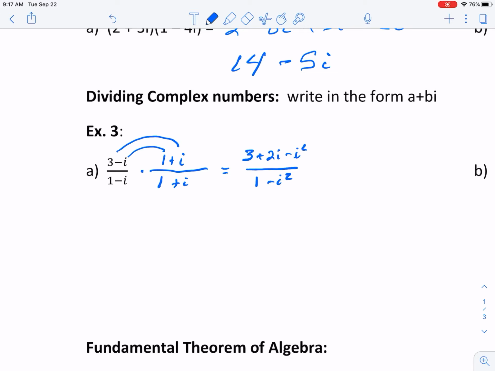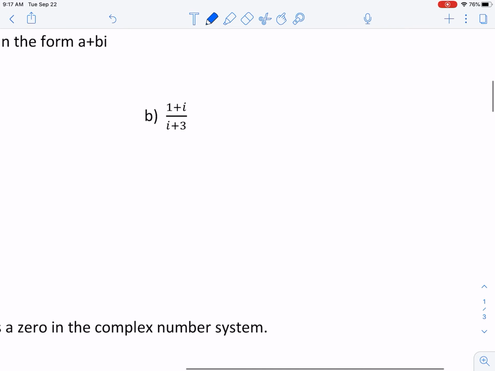i squared is negative 1, and then it's negative, so it's positive 1. You get 4 plus 2i on top. This is negative 1, you're minus a negative 1, so it's plus 1 is 2. That you can simplify. You can pull a 2 out of all of them, and you get 2 plus i. Nifty stuff.